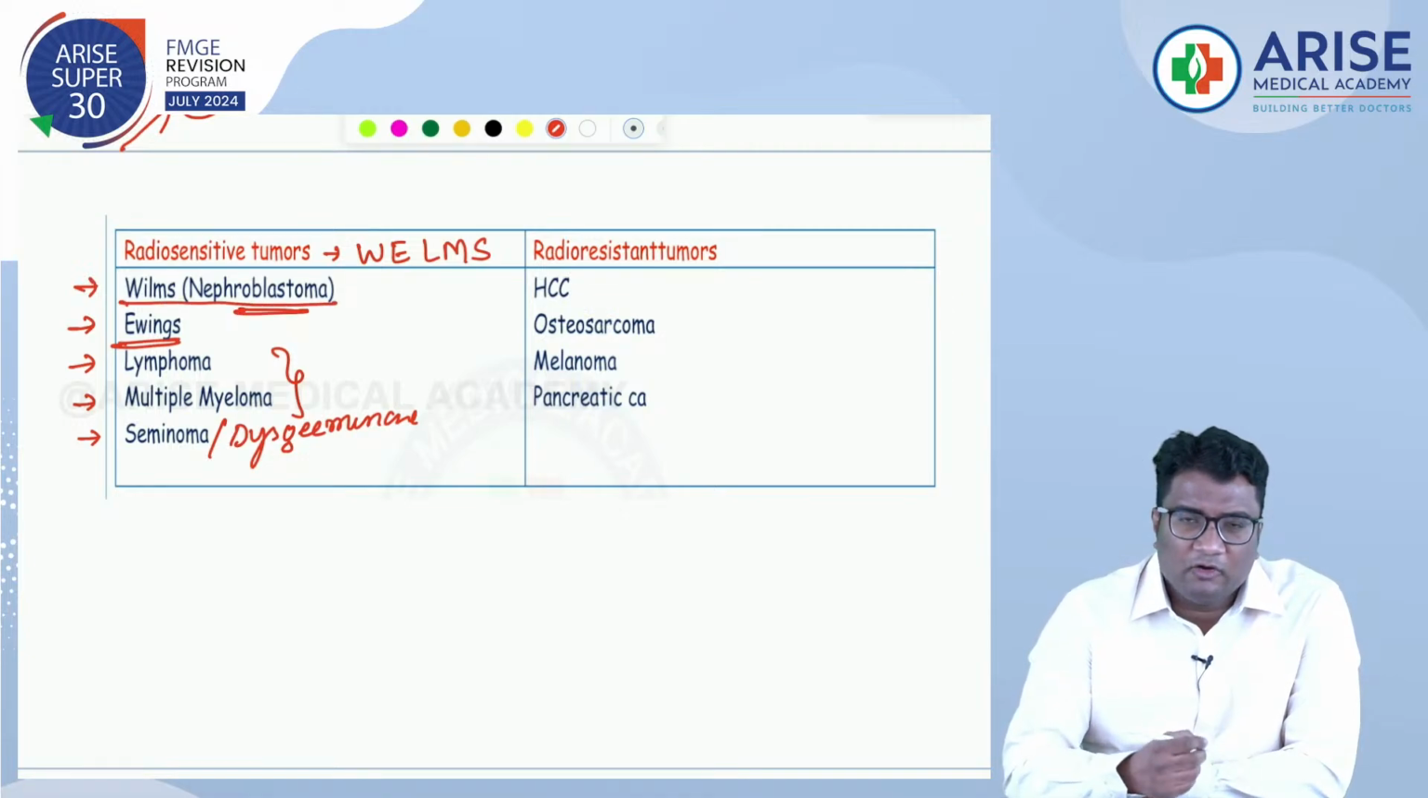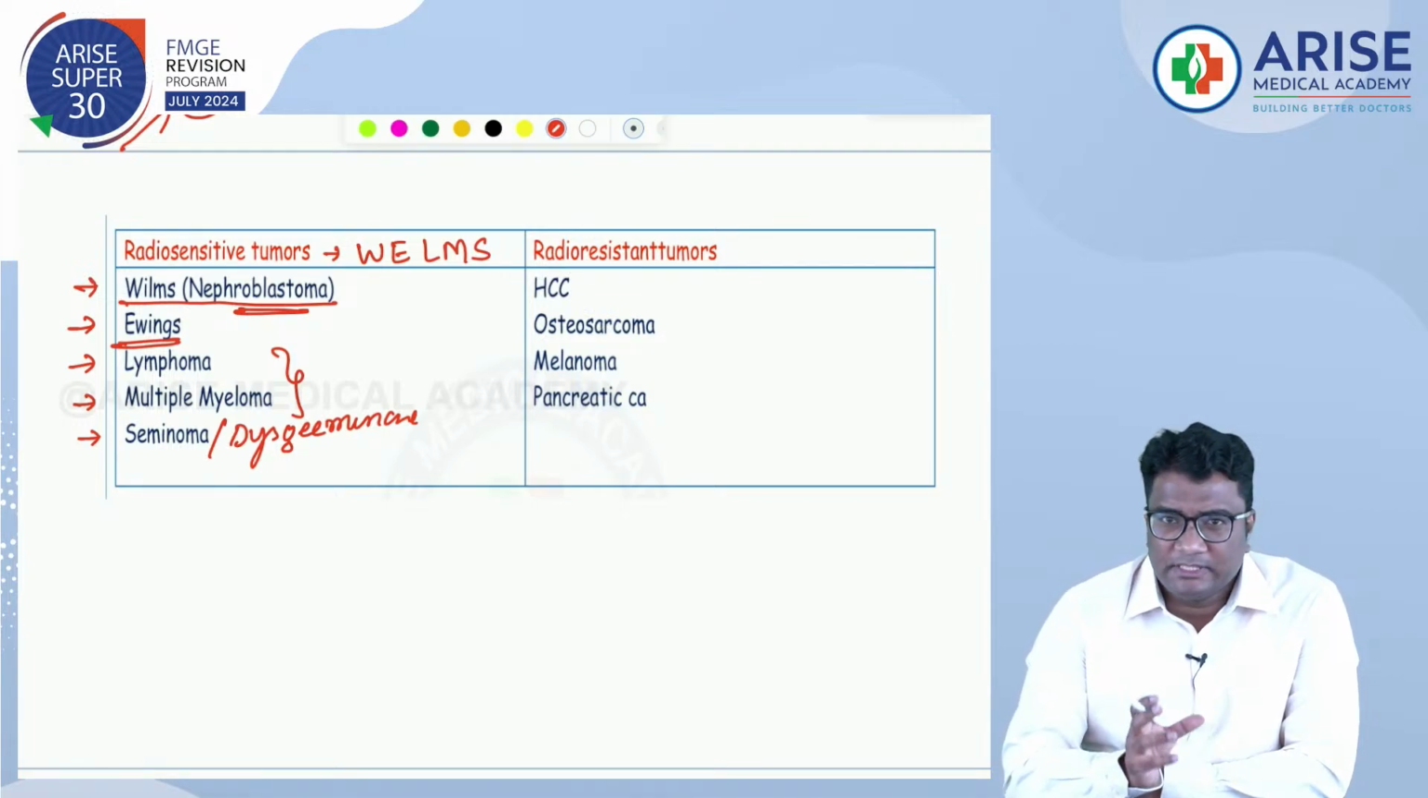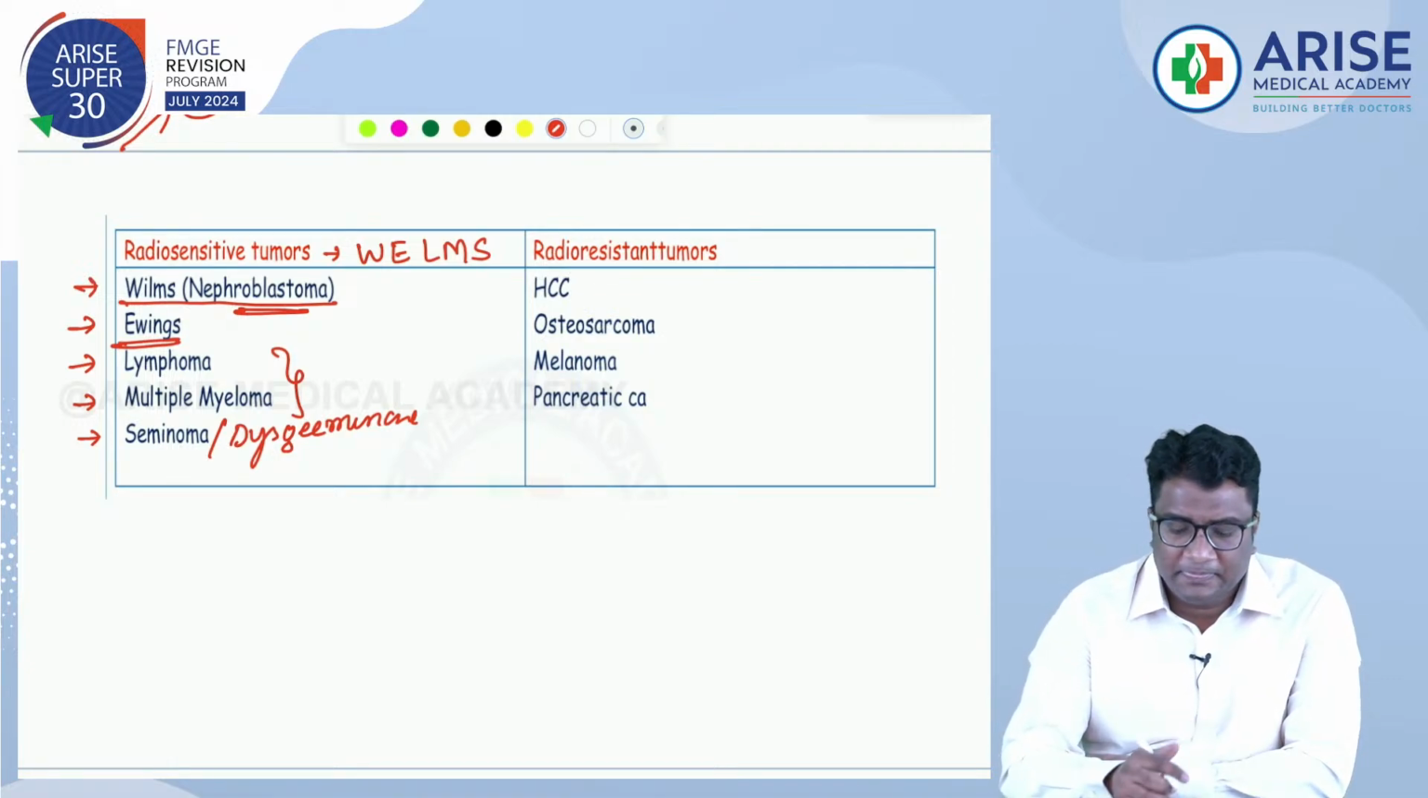Just now we learned the law of Bergonie, right? Law of Bergonie, blastema tissue, undifferentiated tissue, right? They will be what? Radiosensitive, right? Undifferentiated tissue will be radiosensitive. So all of these are radiosensitive tumors. Remember the mnemonic? Wilms tumor, Ewing's, lymphoma, multiple myeloma, seminoma.